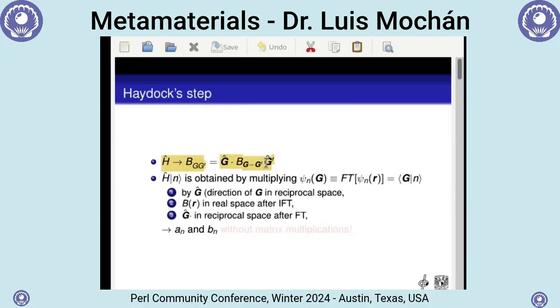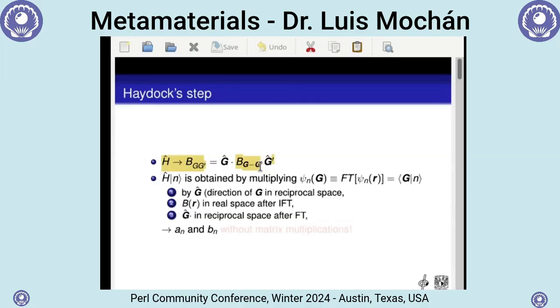So how can we apply this? Well, if we have a given state, call it n, we can represent it by a wave function in reciprocal space, psi of n. This is just the Fourier transform of a wave function in real space, psi of r. So once we have the wave function in reciprocal space, we simply multiply it by g, this unit reciprocal wave vector, and then we have to multiply it by b of g minus g prime and add over all values of g prime, but that is a convolution.